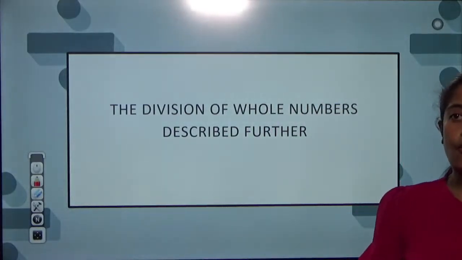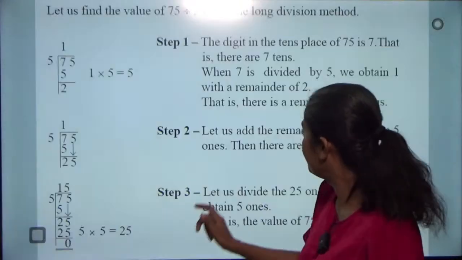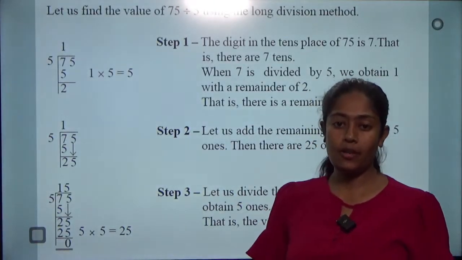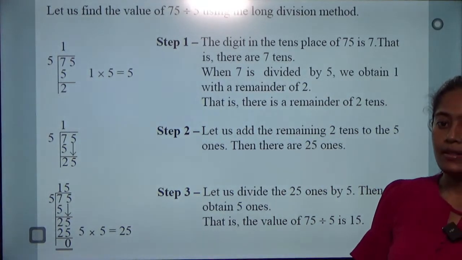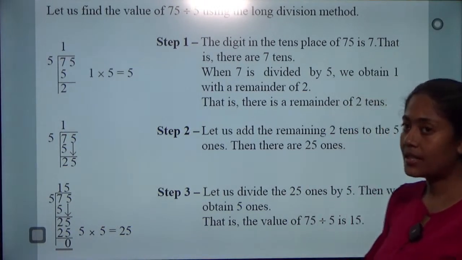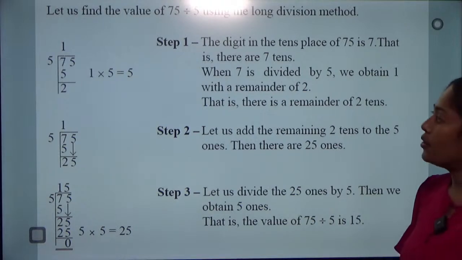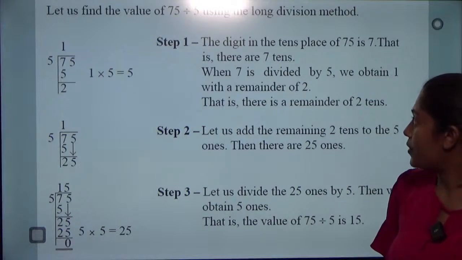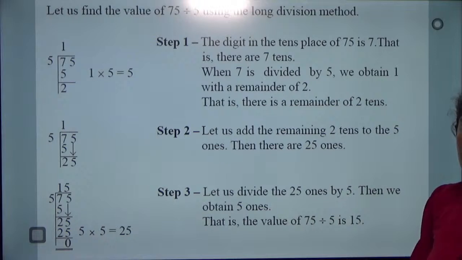Right. The division of whole numbers described further. Here, the long division method. Look at this one. I think you know the method step by step, but I will explain. Now we are going to find the value of 75 divided by 5 using the long division method.